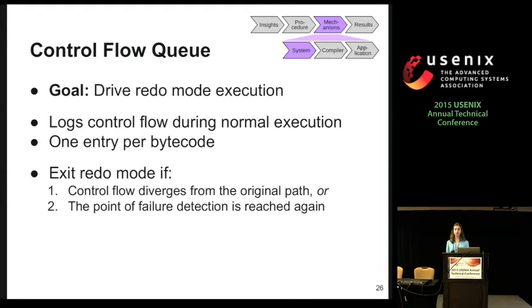Finally, we have the control flow queue, which is used to drive redo mode execution. When checkpointing is enabled, it generates one entry per Python bytecode that's been executed. And then during redo mode, it determines when we actually exit redo mode and resume normal execution. So we'll potentially continue in redo mode until we re-reach the point at which the failure was detected, as in my early example. However, it's also possible to exit redo mode early. So for instance, if control flow diverges from the original path, such as by taking a different path at the original branch, then we'll exit redo mode early in order to adapt to this change in the state.